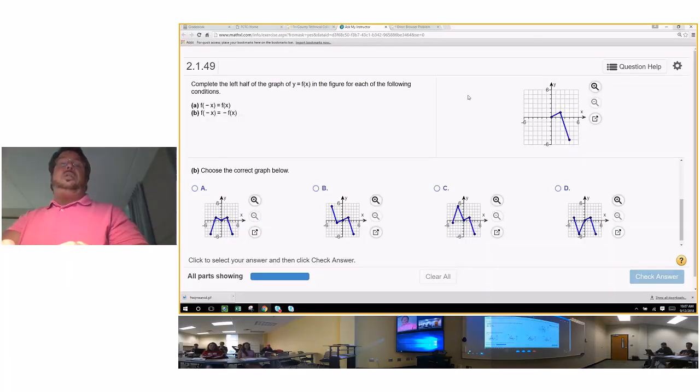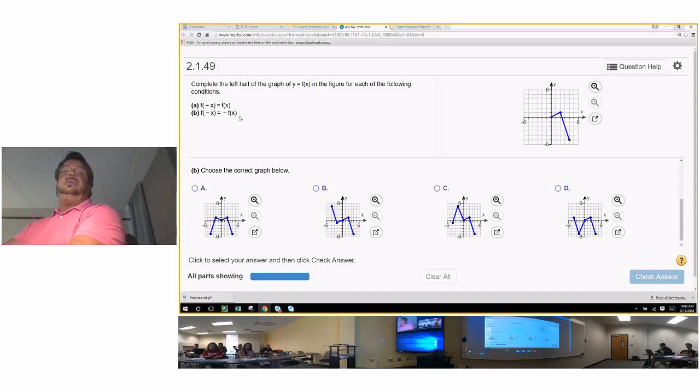What is f of negative x is equal to negative f of x? Well, that means both sides are going to change. So f of negative x we got right here, right? This is f of negative x. So I'm going to take another color. Lilac. All right. So f of negative x we said was 0, negative 2, and negative 4.